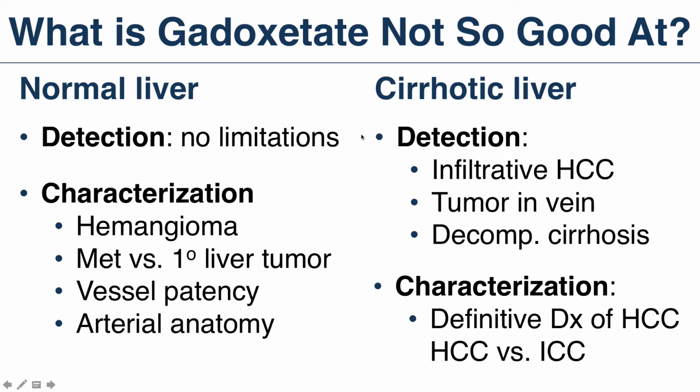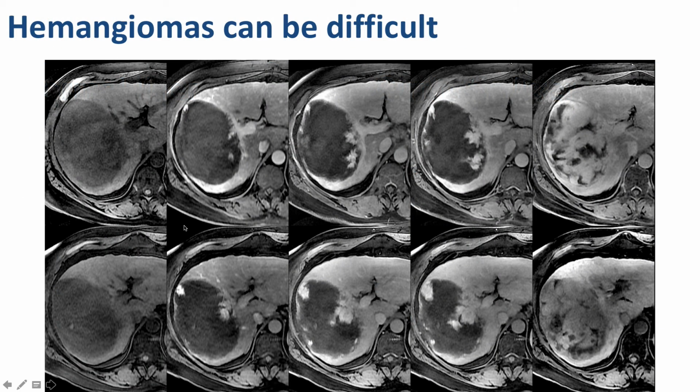So I think Srinath asked about hemangioma. So here is an example of a hemangioma with an extracellular agent, and here is a hemangioma now, same patient, with Gadoxetate. And you can see that one of the things we rely on with hemangiomas is the fact that they follow the blood pool and look brighter than liver on the delayed images.